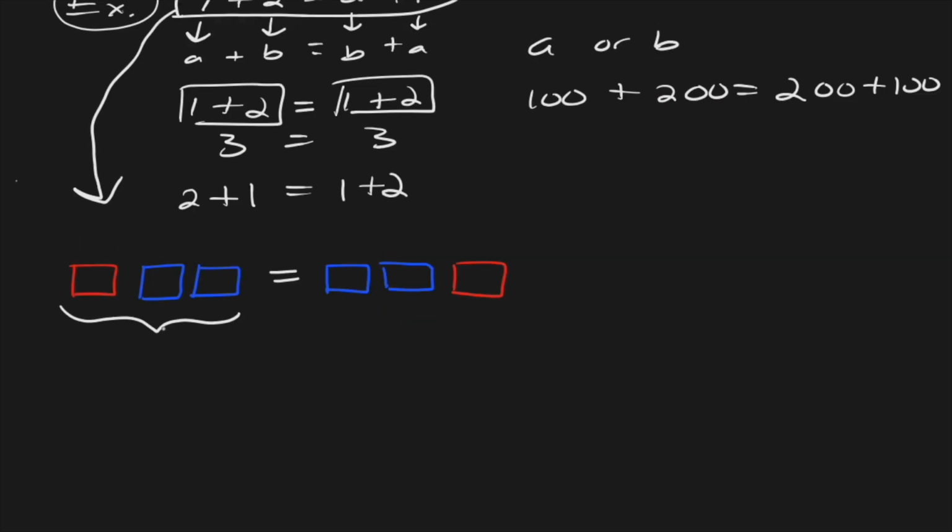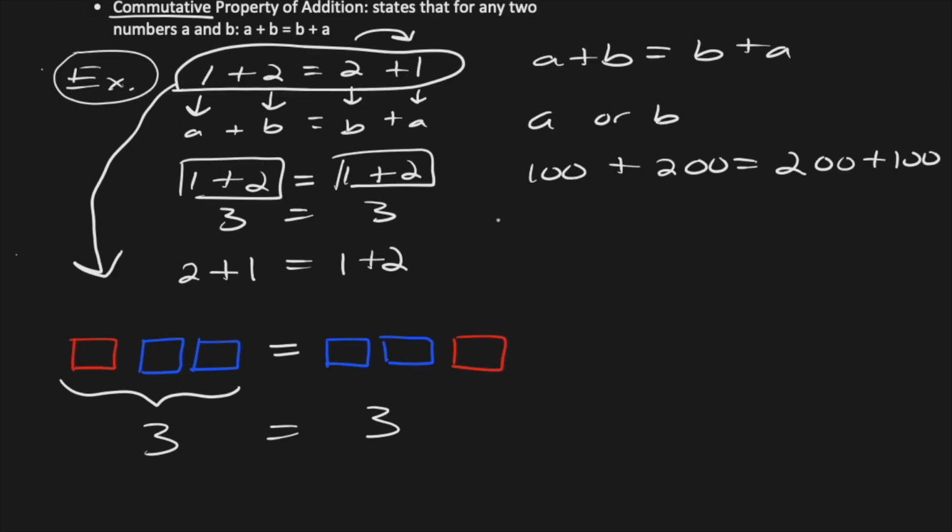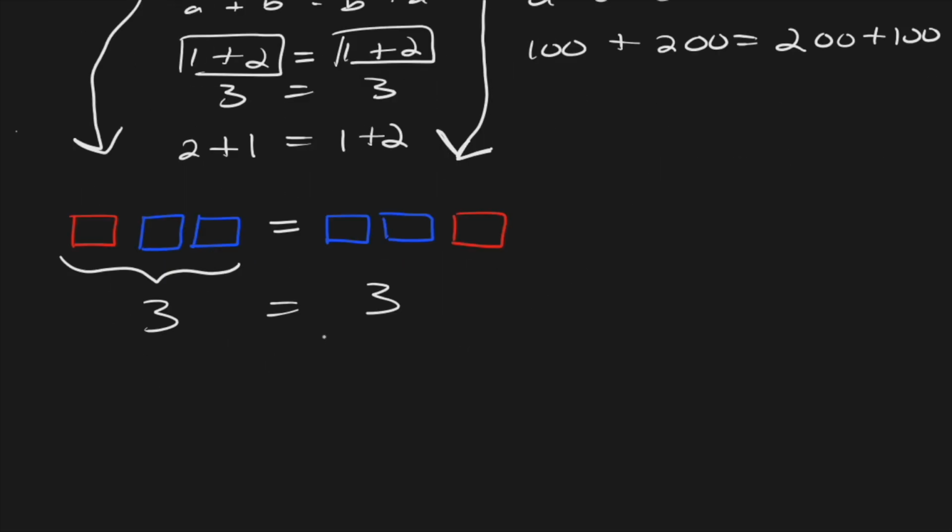We know that this group of squares is equal to 3. It's 3 of them. And these group of squares are also equal to 3. So we can see that this law is true: no matter how you order the variables or the numbers, one side will equal the other side.